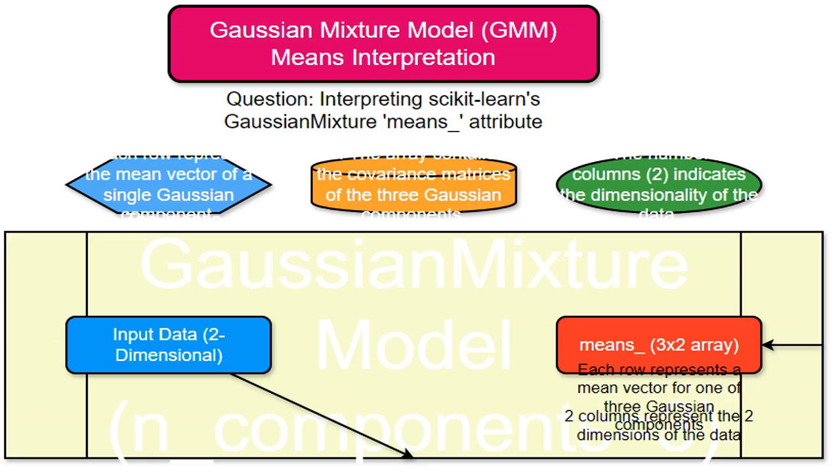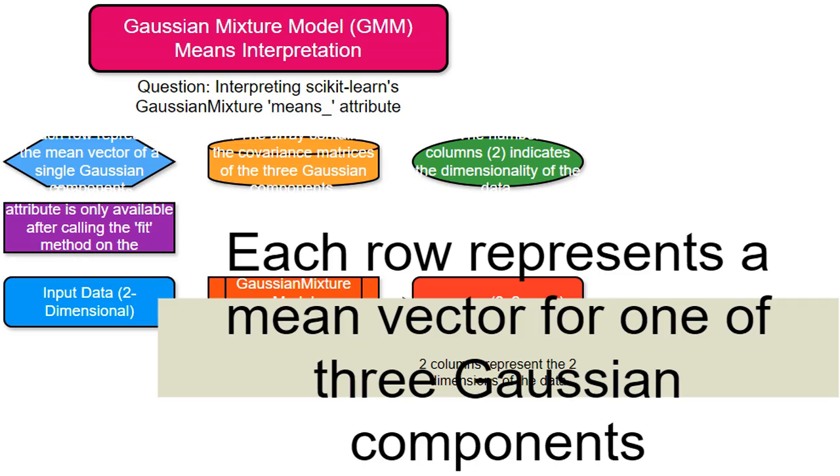Think of it like this: you're measuring the height and weight of people. So each person has 2 measurements, height and weight. If you split the people into 3 groups based on similar height and weight, then each group has its own average height and weight, which form a row in the "means_" array. Got it? This directly explains the meaning of each row in the 3x2 "means_" array that I described before.